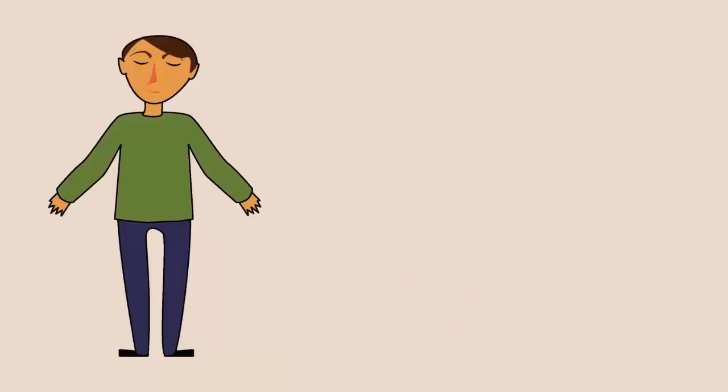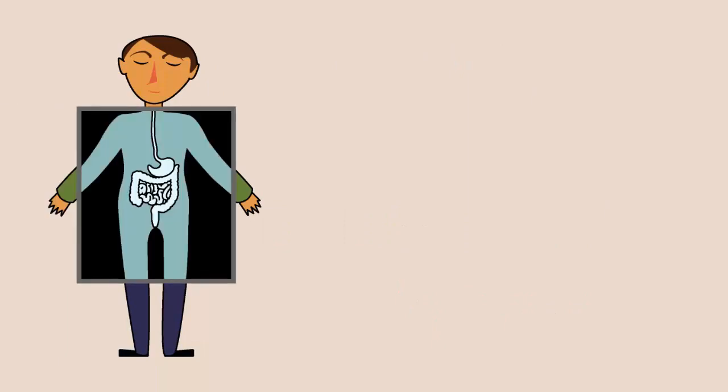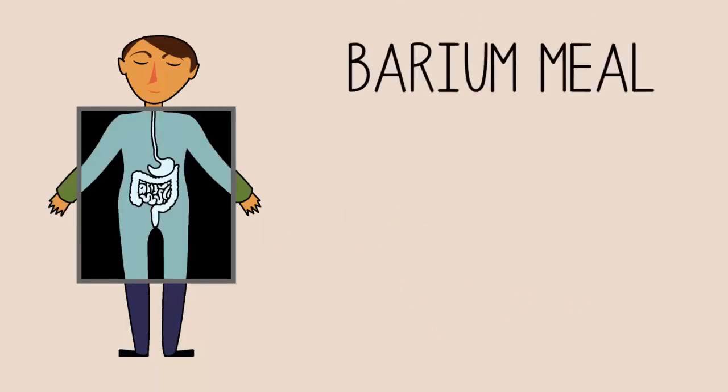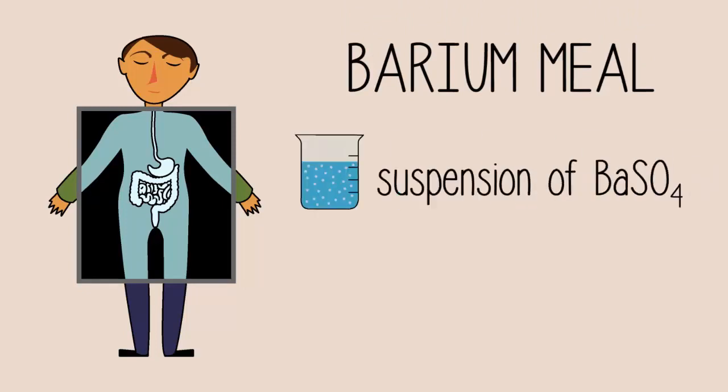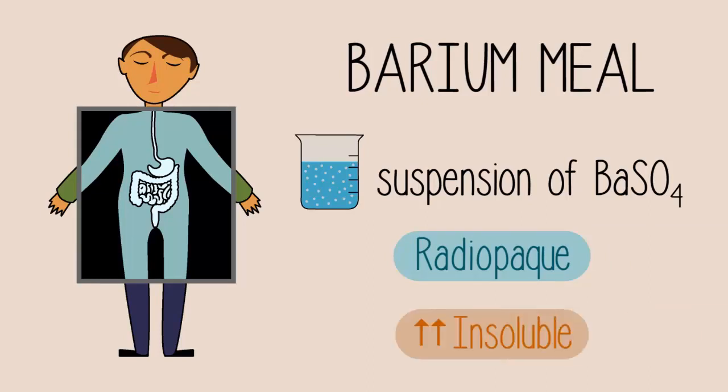So to recap, it is possible to obtain an X-ray image of your gastrointestinal tract by consuming a barium meal, which is a suspension of barium sulfate in water. It lines your gastrointestinal tract and prevents X-rays from passing through. Since barium sulfate is highly insoluble, it passes through your system safely.